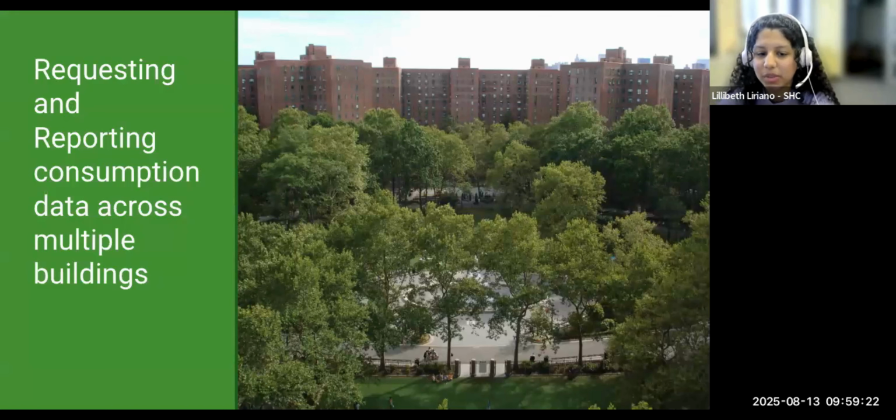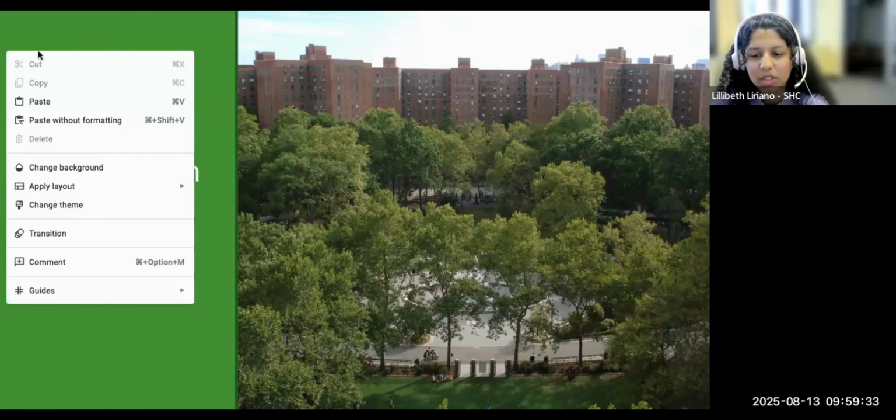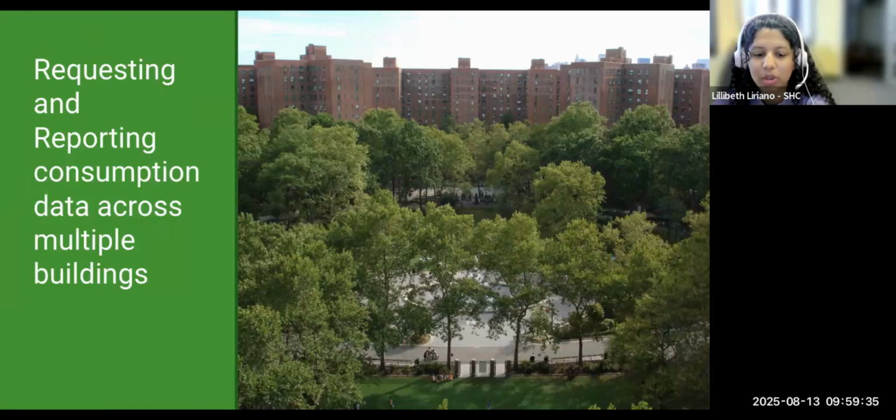So up to this point, we've talked about how to set up your parent and child properties in Portfolio Manager, as well as how to report your property use details across multiple buildings. So now we're going to touch a little bit on requesting and reporting data consumption across multiple buildings.